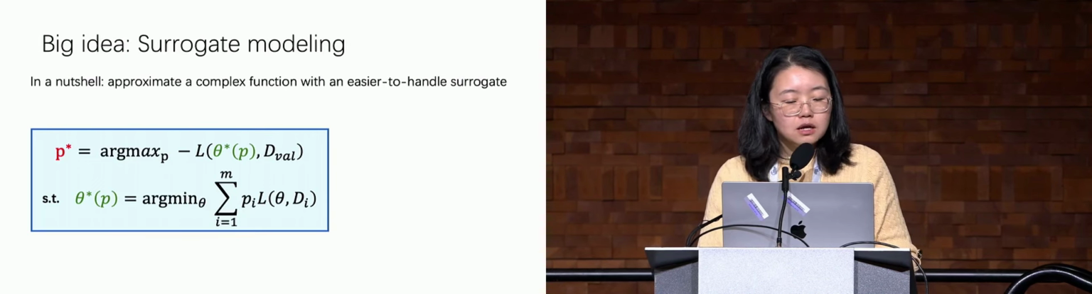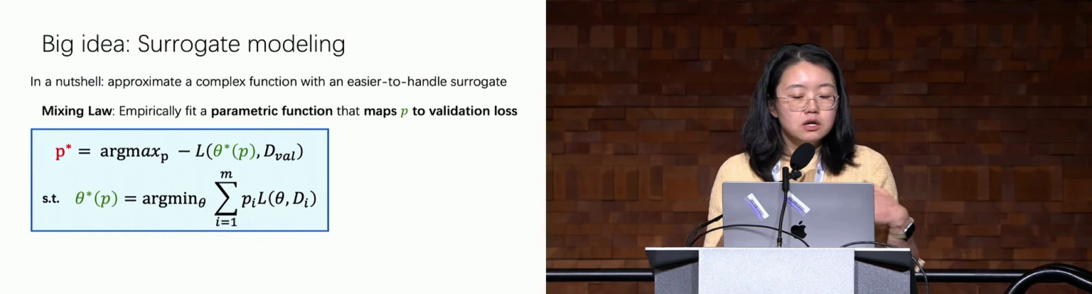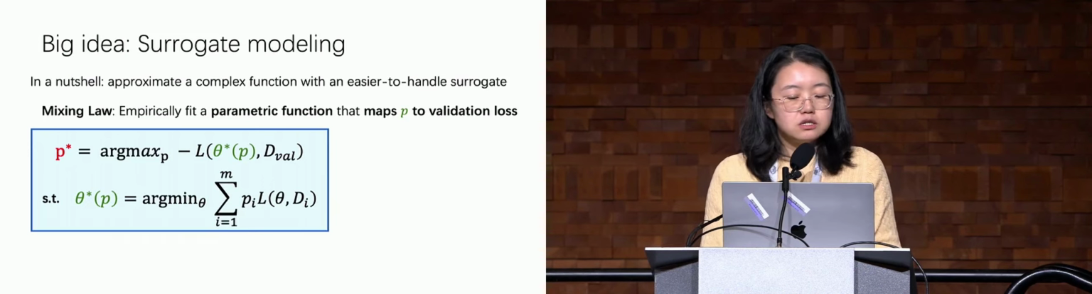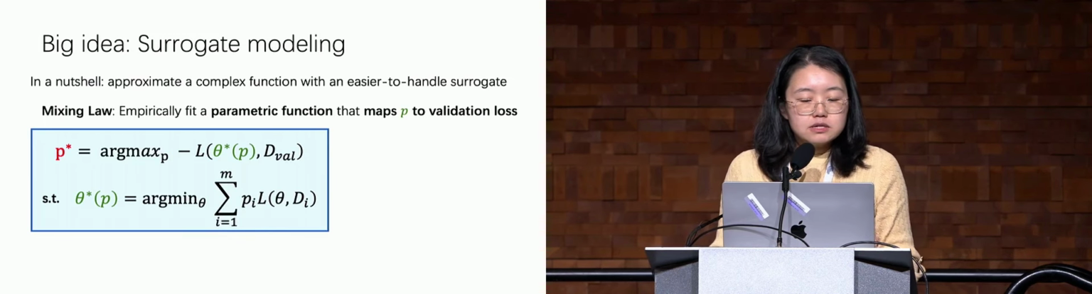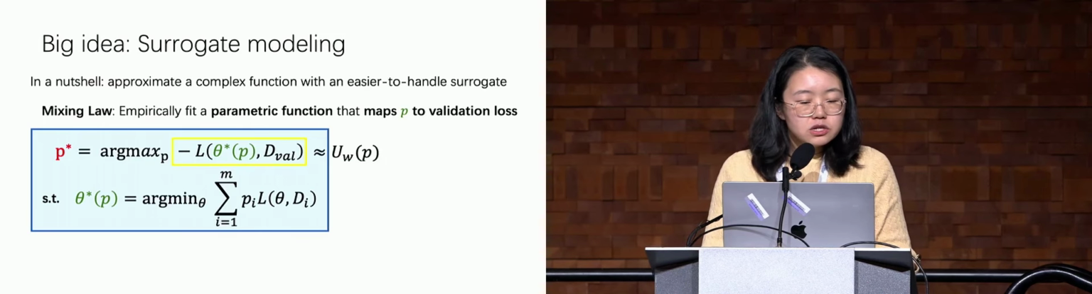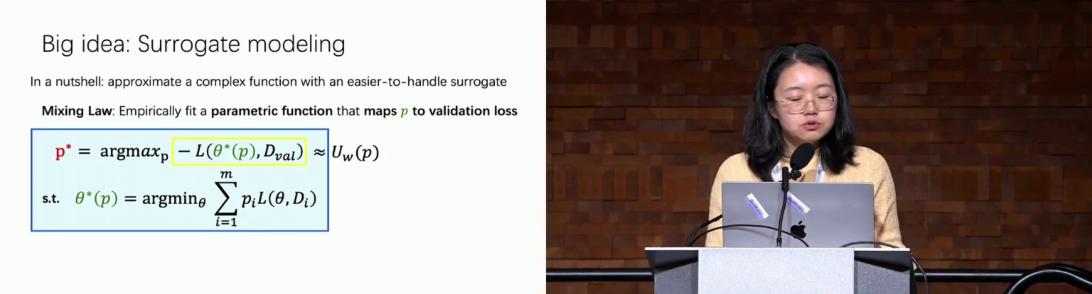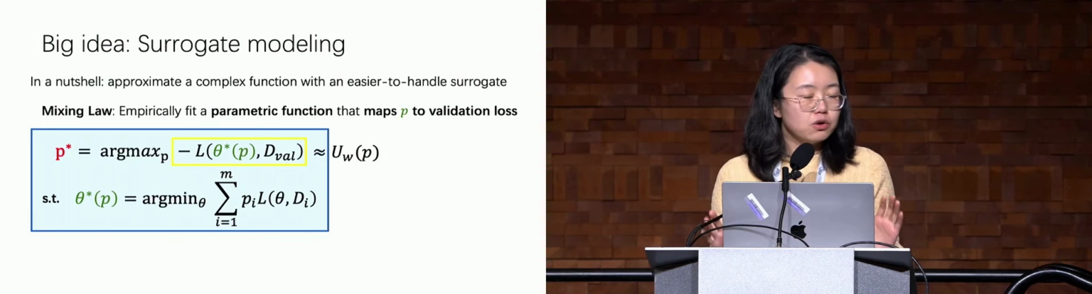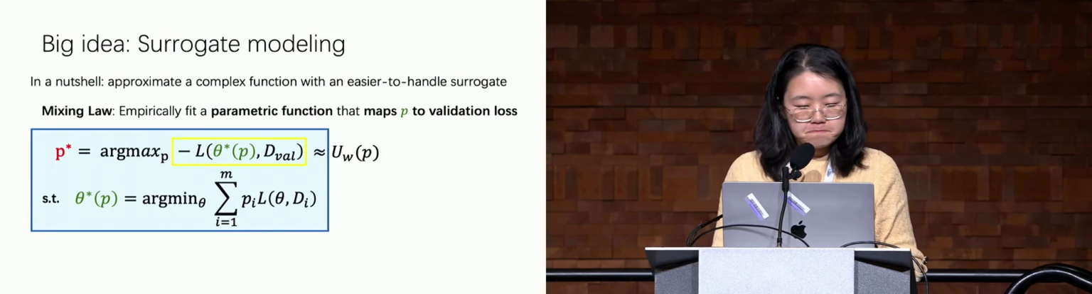That is because if we want to optimize P, we have to differentiate through the training process and check how much the loss changes when we change P a little bit. So that is very challenging. The big idea now in the space is so-called surrogate modeling. In a nutshell, surrogate modeling is trying to approximate this super complex function that we are trying to optimize with some easier-to-optimize surrogate.